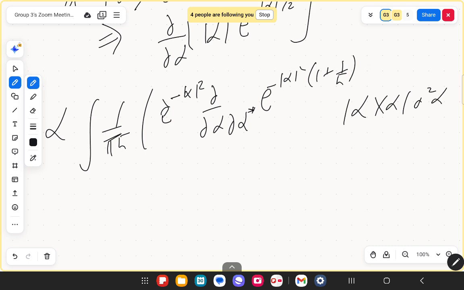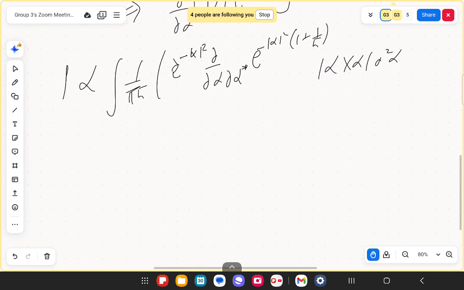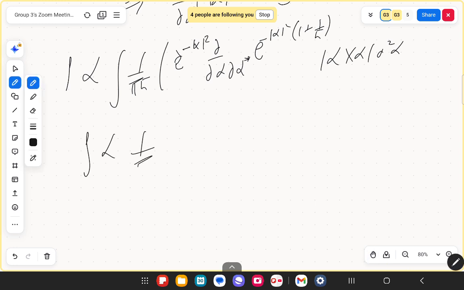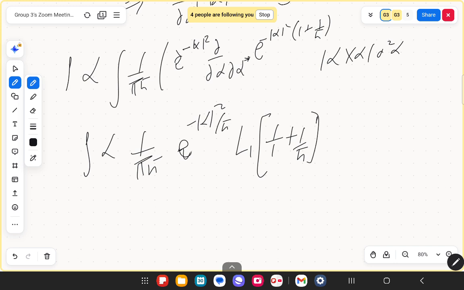So now these derivatives in this equation can be expressed in terms of Laguerre polynomials. So the final result for the P function, after normalization and putting Laguerre polynomials in place of these derivatives, we obtain ρ proportional to 1/(π n̄) e^(-|α|²/n̄) times the Laguerre polynomial L_1 of -(1 + 1/n̄)|α|².